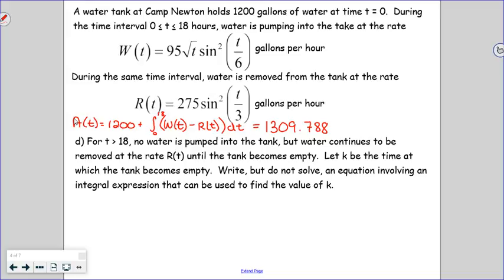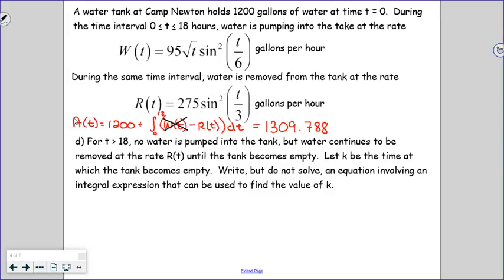And so then they're saying, okay, starting then, as time is greater than 18, we are no longer pumping water into the tank. So if I were to kind of adjust this, we are no longer pumping water into the tank, right? From that integral, we would take out that part. We're still removing water from the tank, and how long is it going to take us then, starting at time equals 18, to get to 0? Okay, so we want at the end of this for our amount to be 0.